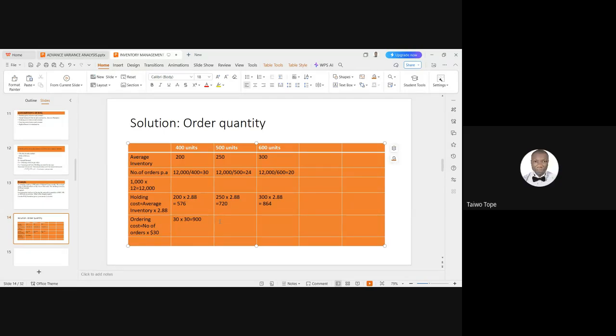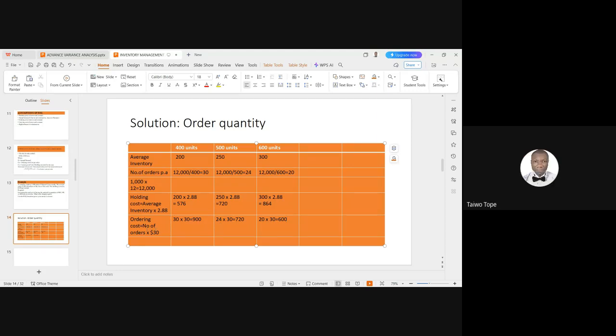So when it is 500 units, your ordering cost will be 30 multiplied by 24, which gives you 720. When it is 600 units, your ordering cost will be 20 times 30. And this will be 600.